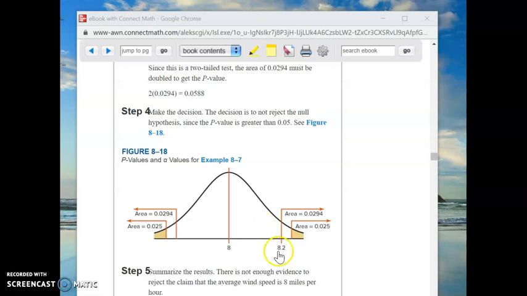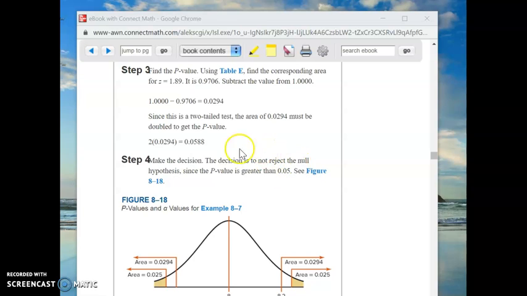So if it's a two-tailed test, by golly, you got to stick to that, even though you come up with a number that kind of militates against the two-tailed test. You still got to do it this way. So you have this area plus this area, add them up, you double it up. So now you have a total probability of 0.0588.